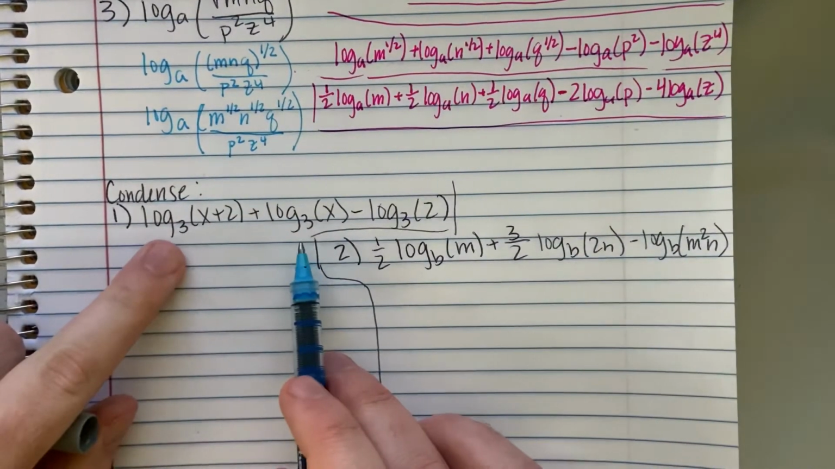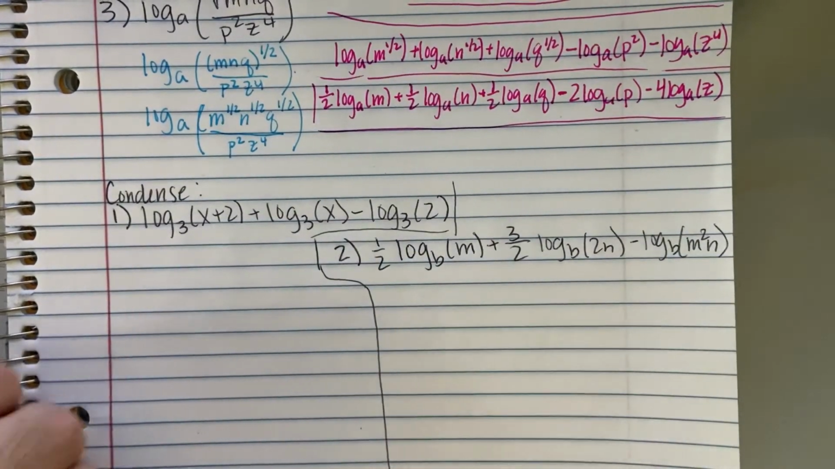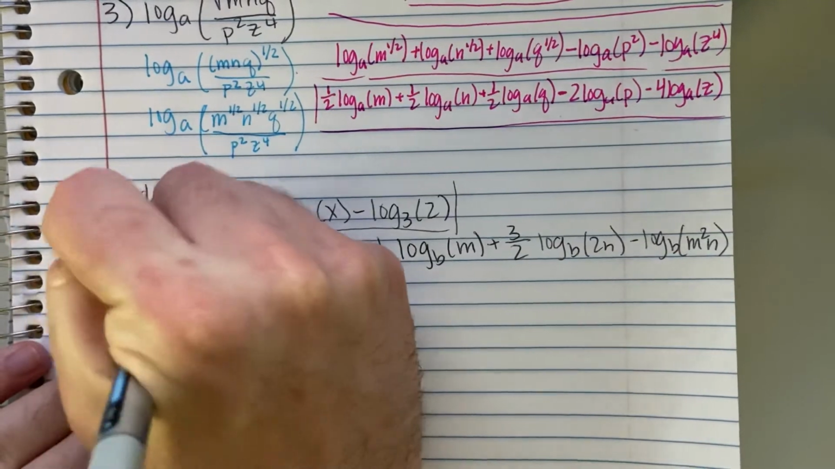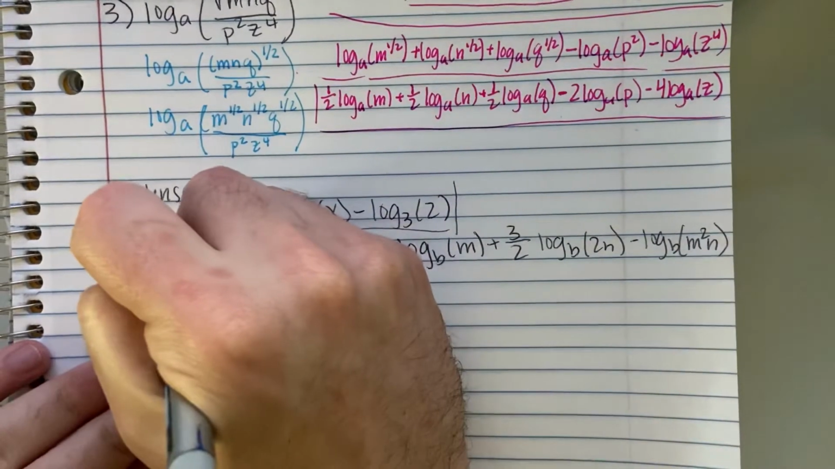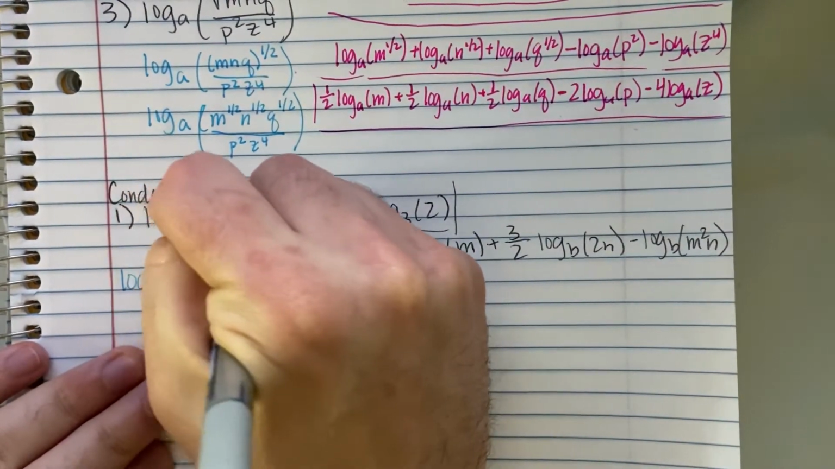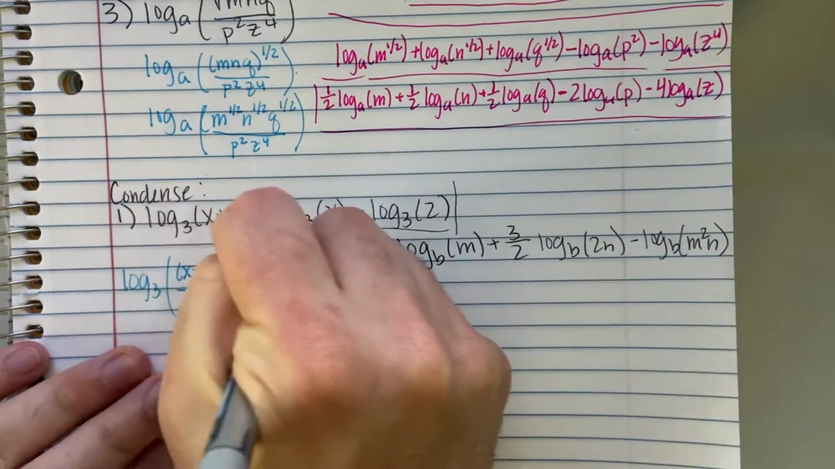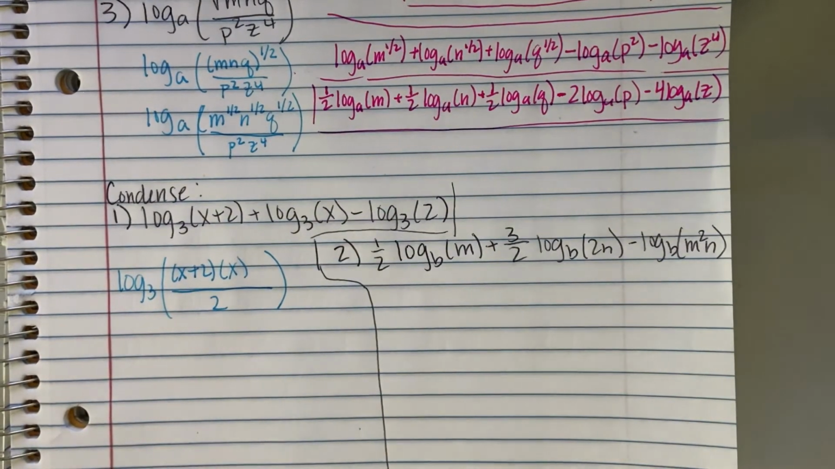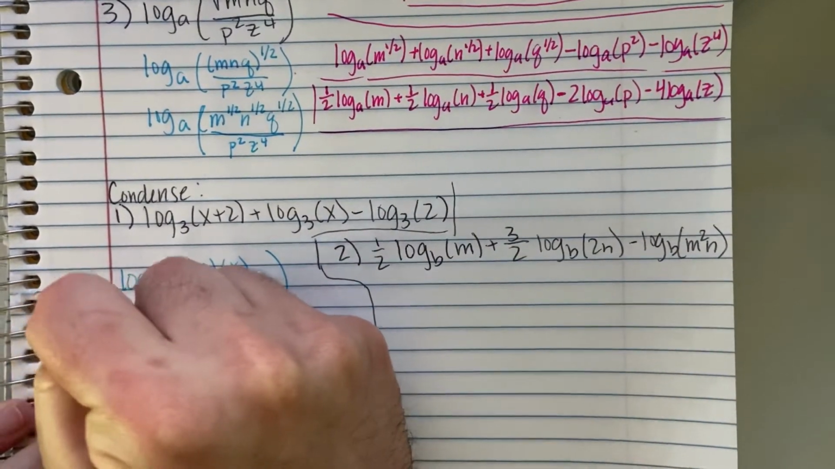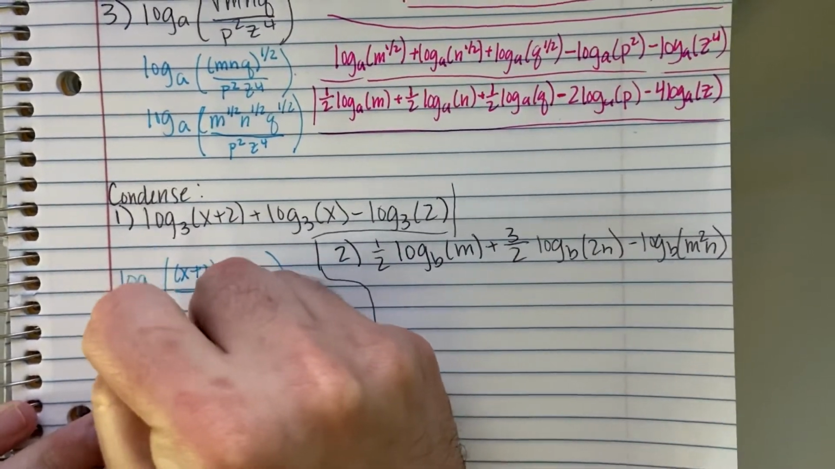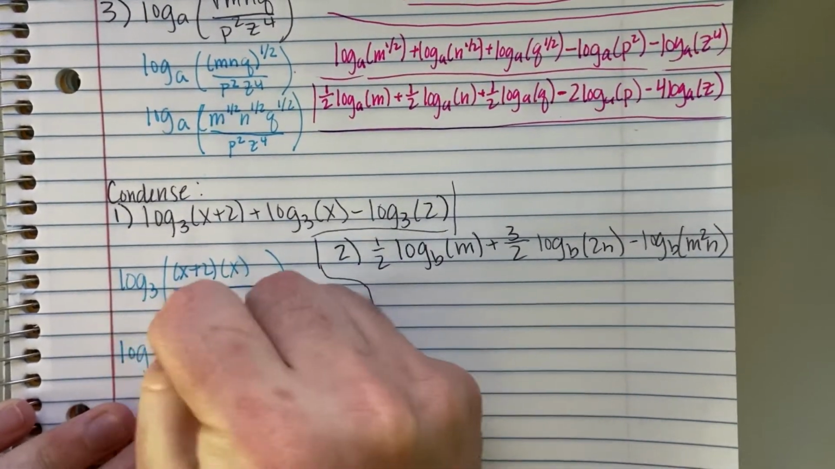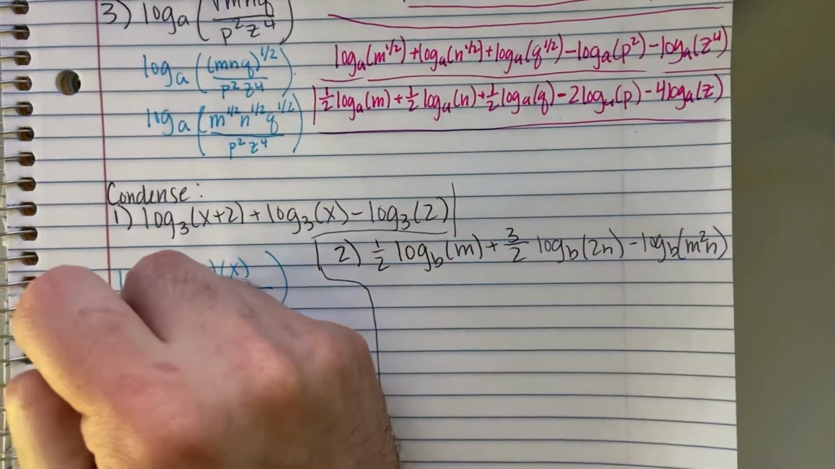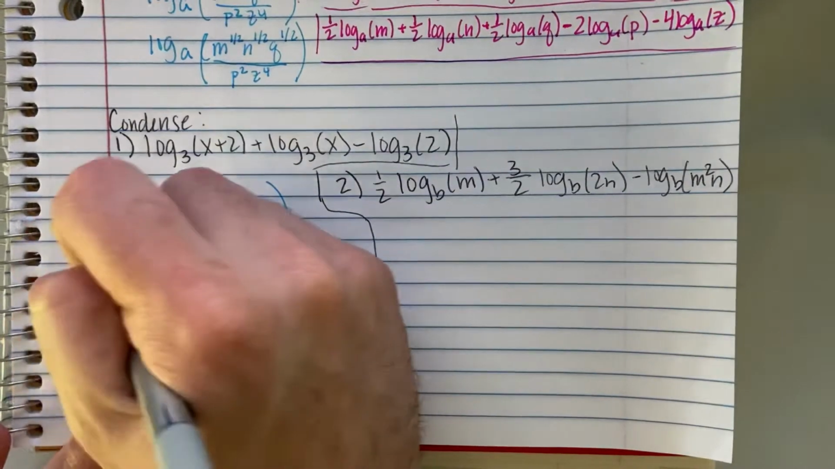Now remember, this only works if you have the same base for the log, so you need to check that that's true. Anything with a minus goes in the denominator. So this becomes a log base 3. Inside all one logarithm, we have an x plus 2 and an x are in the numerator because they're both positive. The 2 has a negative, so it's in the denominator. And from here, all you really need to do is clean up the algebra. X plus 2 times x is x squared plus 2x, all divided by 2. So that one's not too bad. You're done right there.